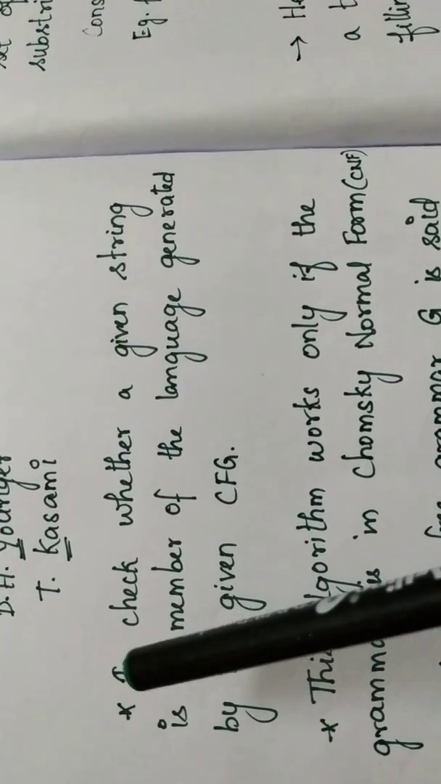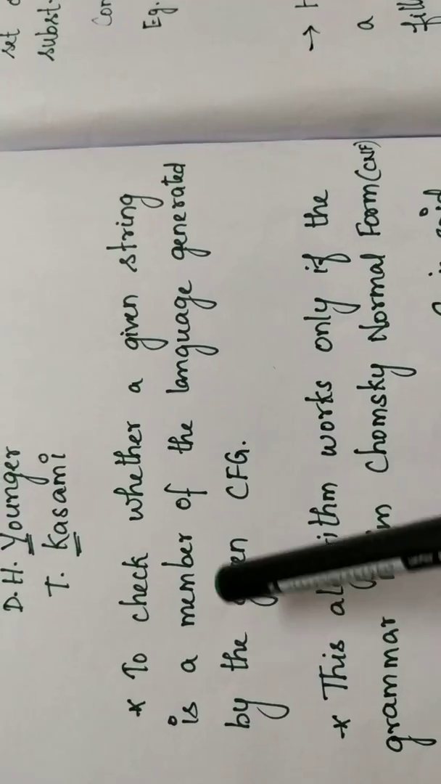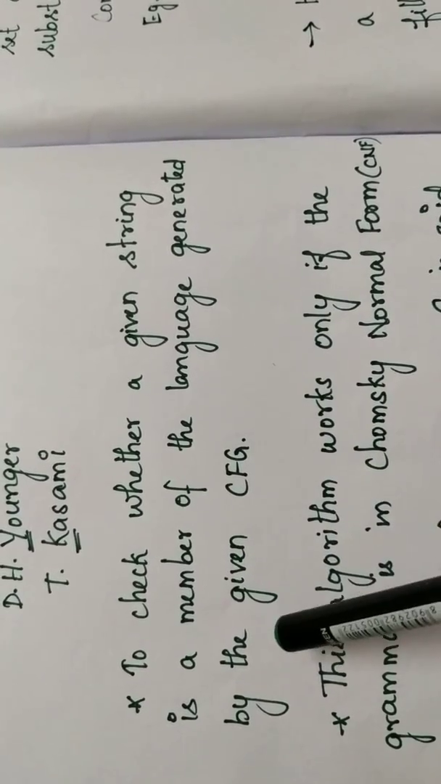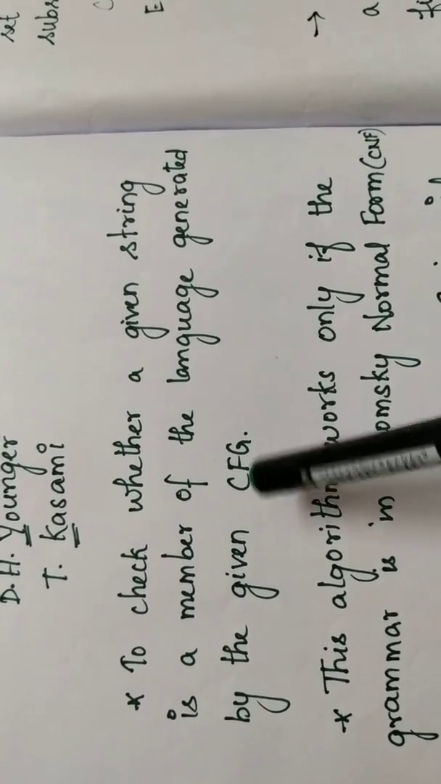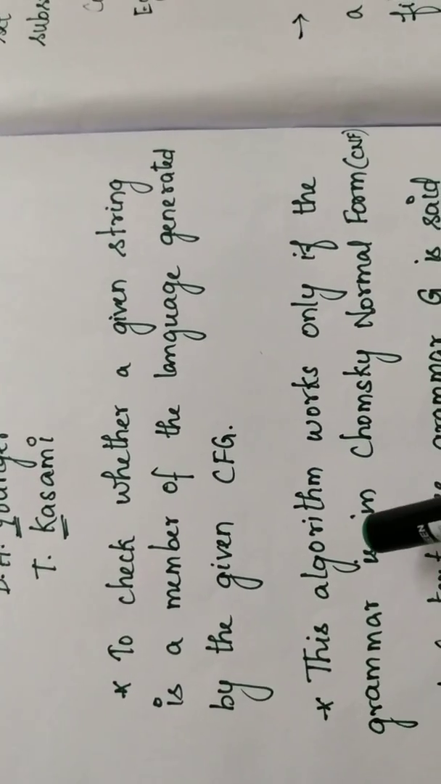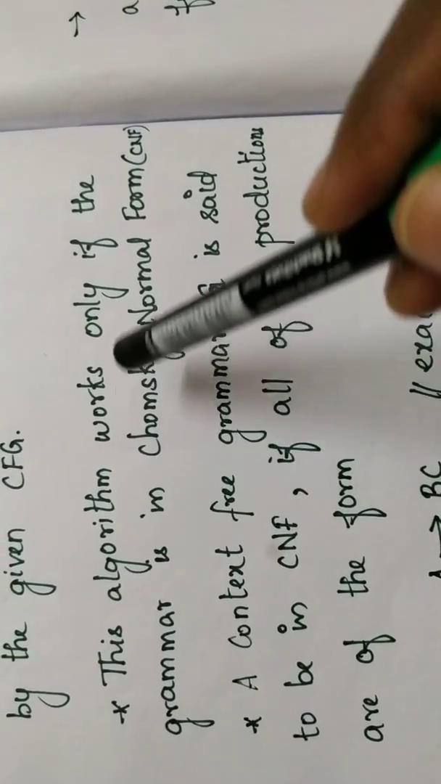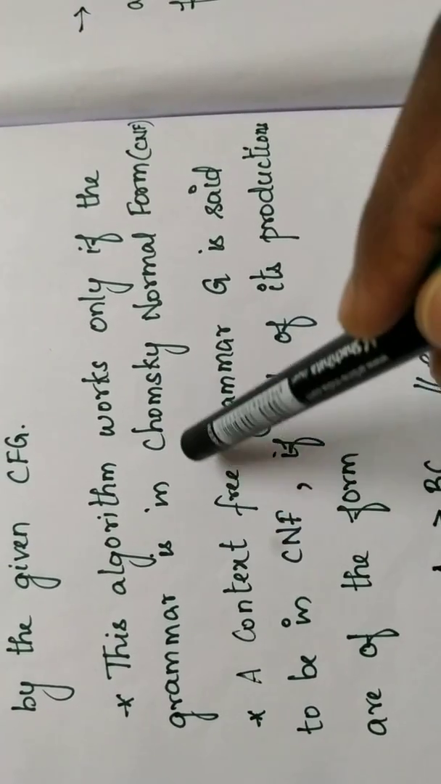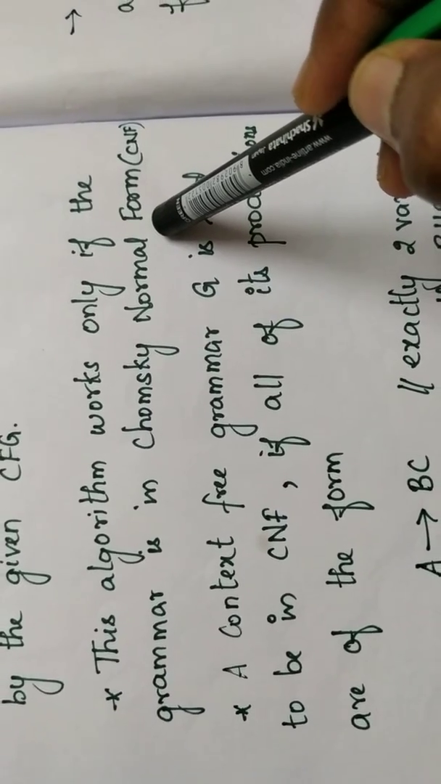This algorithm is basically to check whether a given string is a member of the language generated by the given context-free grammar. The prerequisite for this algorithm to work is that the grammar must be in Chomsky normal form, that is, CNF form.